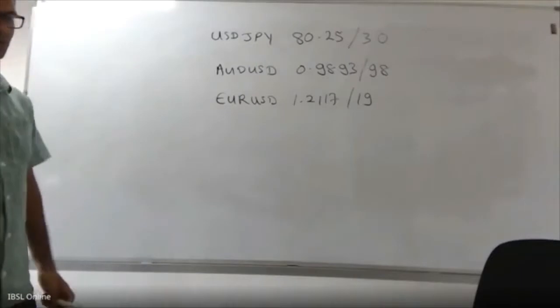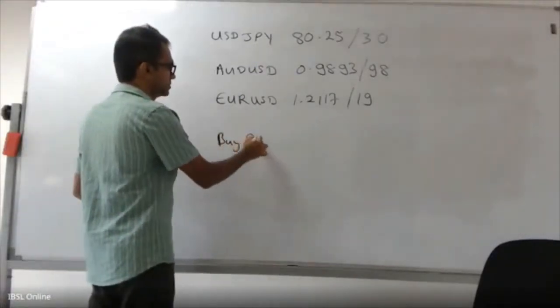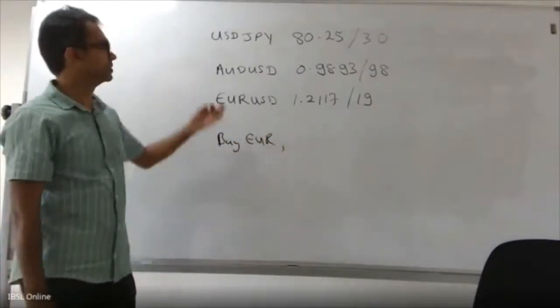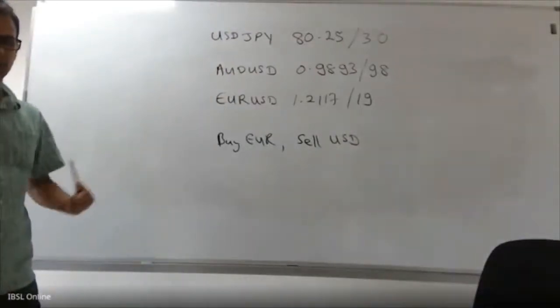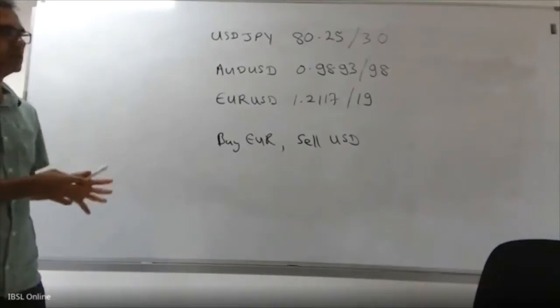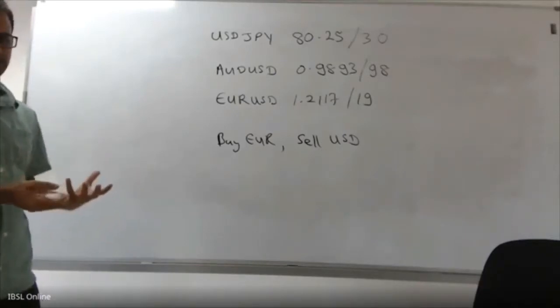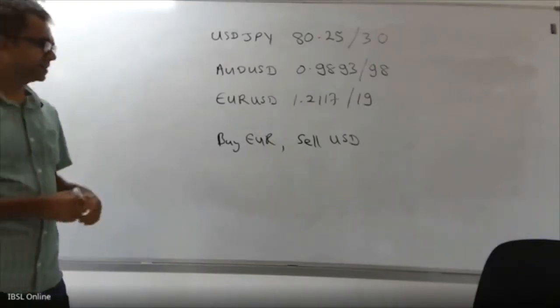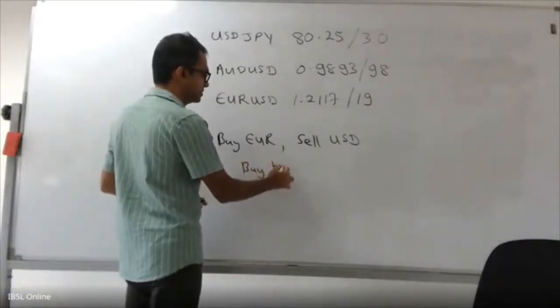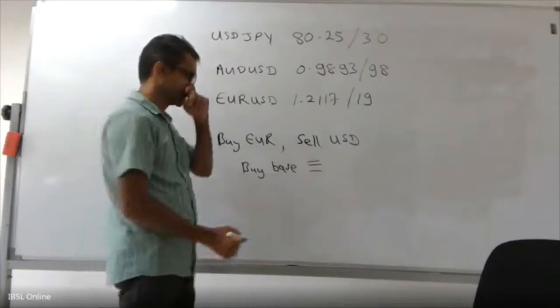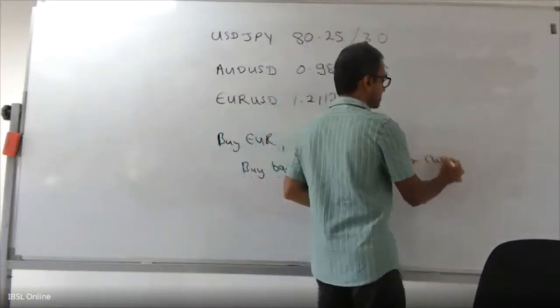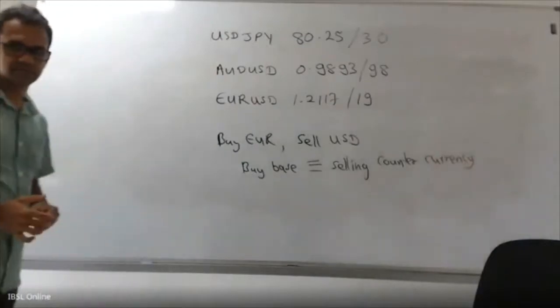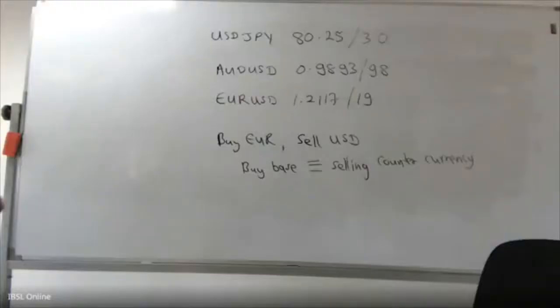What I just told you: when you buy euro, what do you do against dollar? You sell USD. So both are involved, not only one currency, not only the base currency. Whenever I say buy base currency, which is equivalent to selling counter currency. Clear? Okay, sir. So that's the concept.